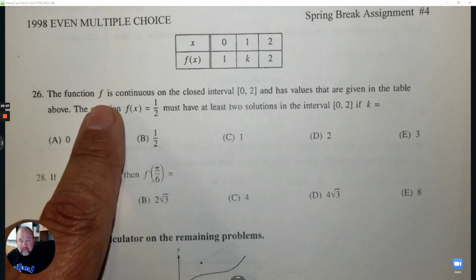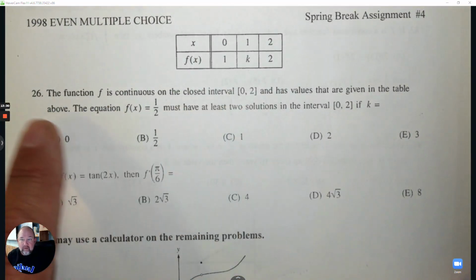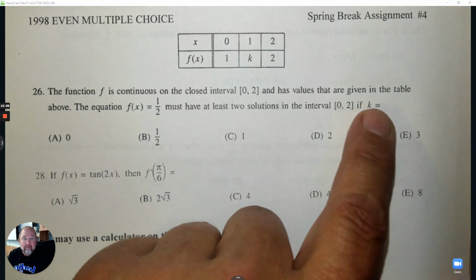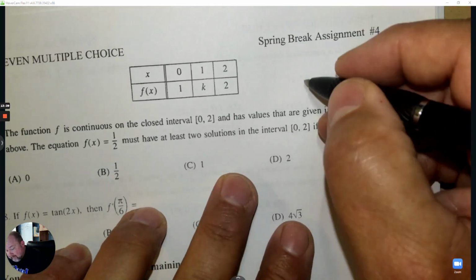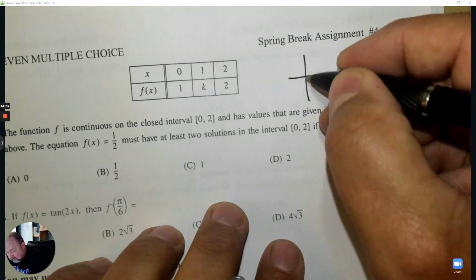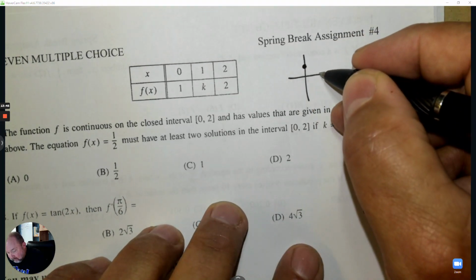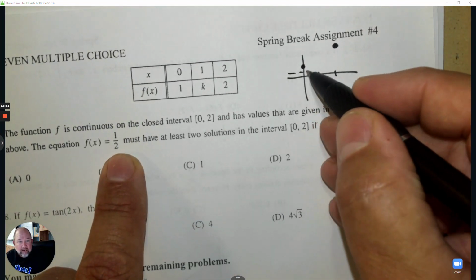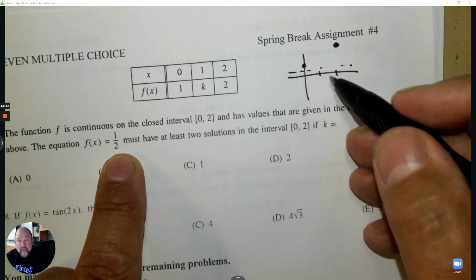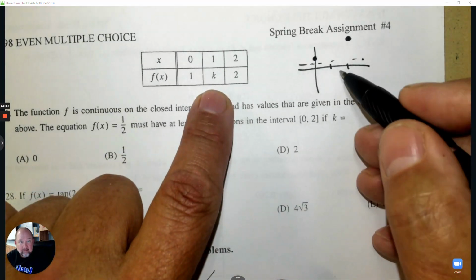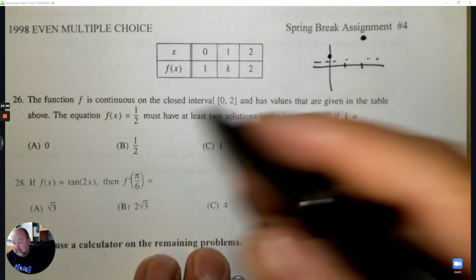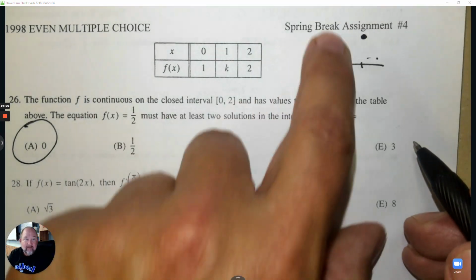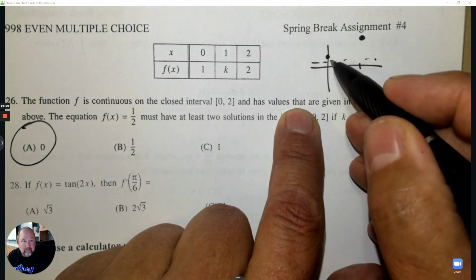Number 26. The function f is continuous from 0 to 2 and has values that are given in the table. The equation f of x equals a half must have at least 2 solutions on the interval if k equals what? So if I graph this, 0, 1, and 2, for there to be a solution here, this is where half is, you would need something below. So k here must be below a half. So the only answer that's below a half I see is 0. Because it has to be able to go down and then up so that it has 2 solutions.